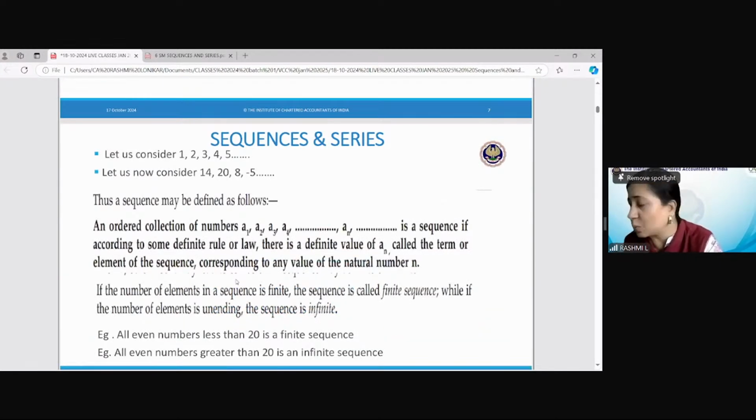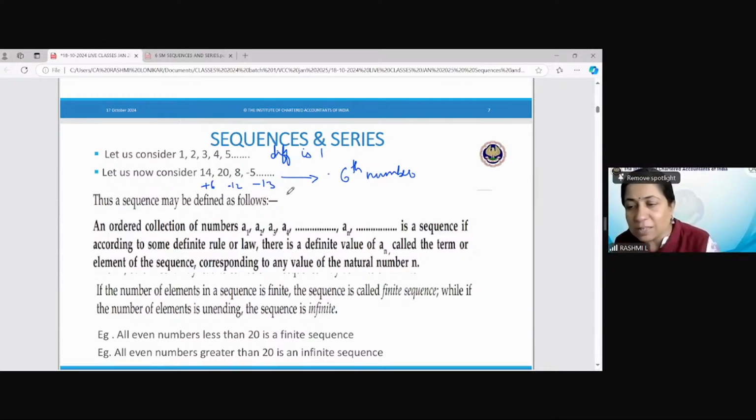Now coming to what is a sequence and what is a series. Now suppose you're considering 1, 2, 3, 4, 5. Okay, and so you can see the difference is 1. Difference is 1. So 1 plus 1 is 2. 2 plus 1 is 3. But let us see here. 14 to 20, it is plus 6. 20 to 8, it is minus 12. Then 8 to minus 5, this is minus 30. Okay. So on and so forth. So you can see here that you cannot predict. If I ask you what is the sixth number, here you can't predict. But here in this sequence you can, and here you can't.